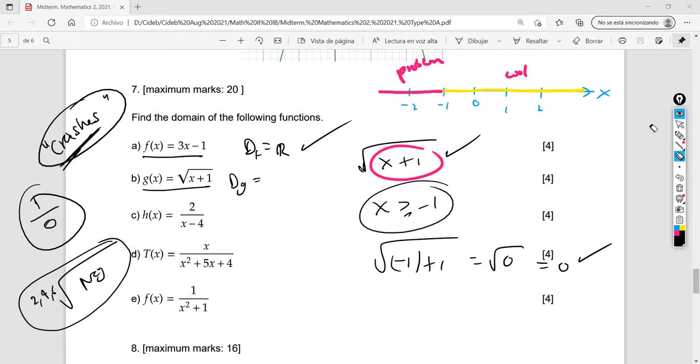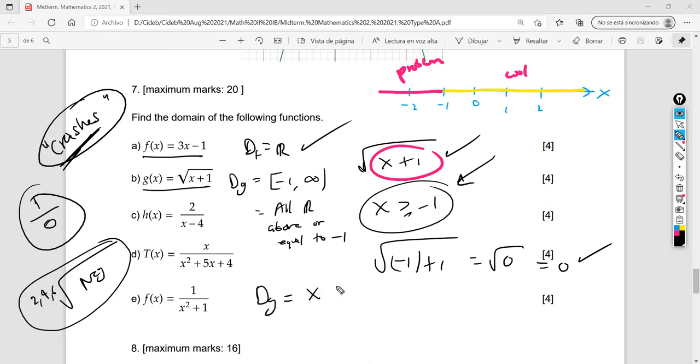I mean, remember, we can do it several ways. I can do this: all the numbers from -1 till infinity. You can write it in words like all real numbers above or equal to -1. This is perfect, absolutely perfect. Nothing wrong with this. Or you can just write this, right? The domain of G is equal to all x greater or equal to -1. Several ways to say the same thing. Just be creative.